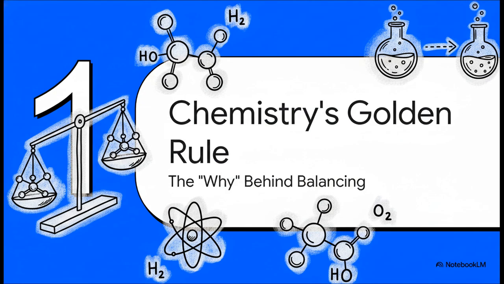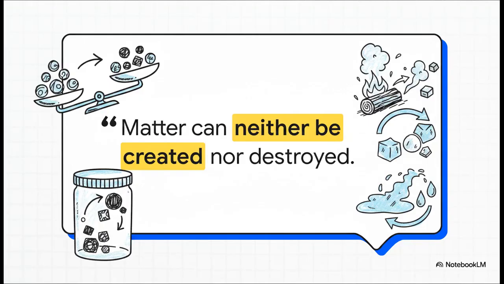Okay, let's start at the beginning, chemistry's golden rule. Before we even think about changing numbers around, we have to understand the one single principle that forces us to do this in the first place. This right here, this is everything. It's the law of conservation of mass. It's one of those fundamental truths of the universe. It just means that whatever stuff you start with, you have to end with the same amount of stuff. It might look different, but it's all still there.